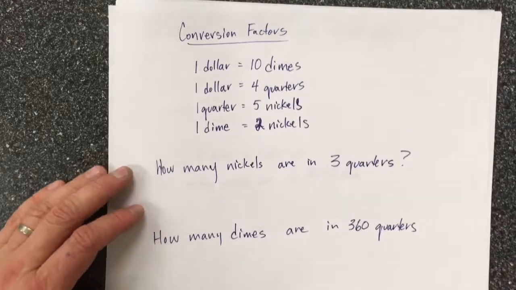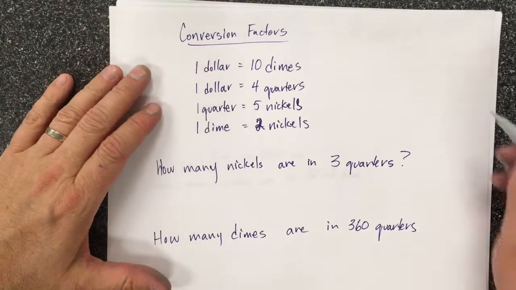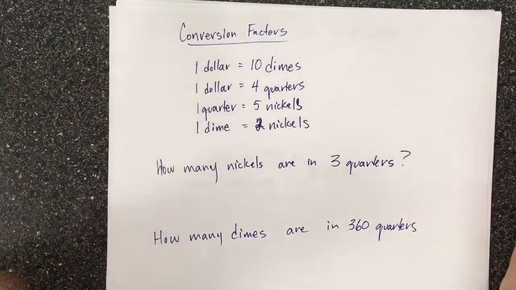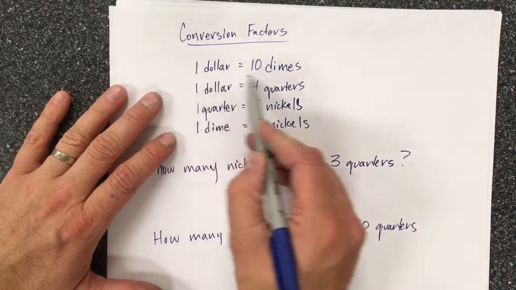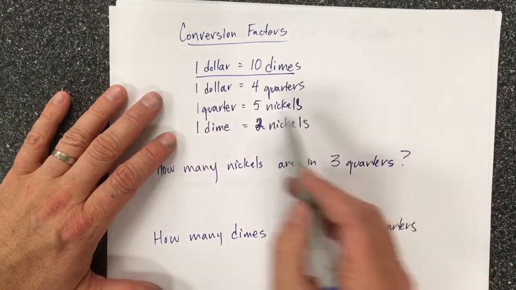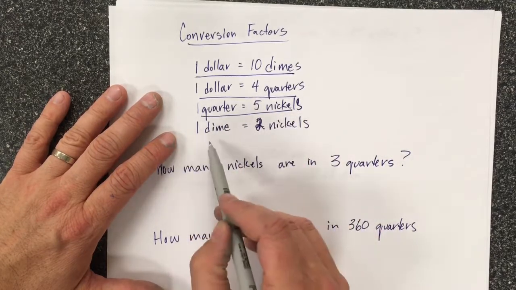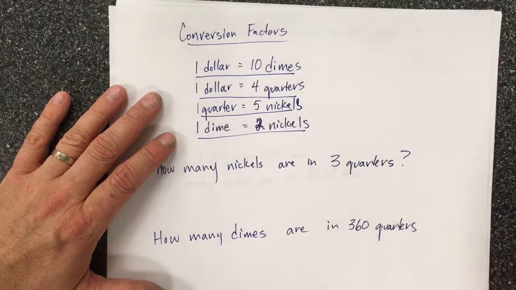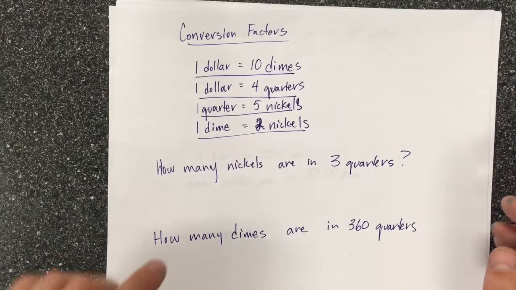In this video, we're going to just talk a little about conversion factors quickly. Conversion factors allow you to go from one kind of thing to another, and it's based on equivalencies. So if $1 equals 10 dimes, or $1 equals 4 quarters, 1 quarter equals 5 nickels, and 1 dime equals 2 nickels, we can use those relationships to go from one kind of money to another. You probably have done some of this before.